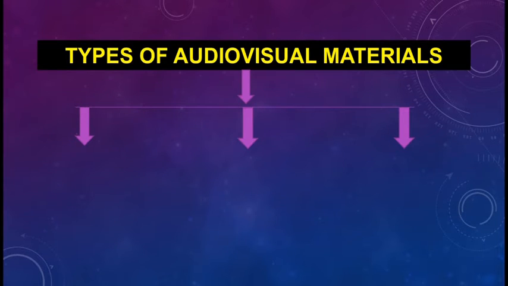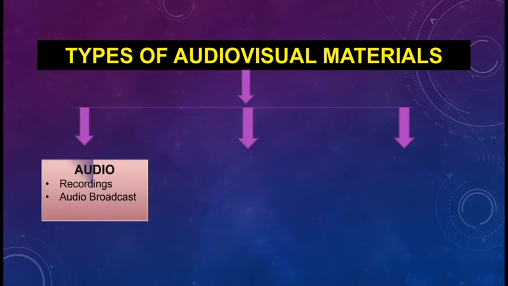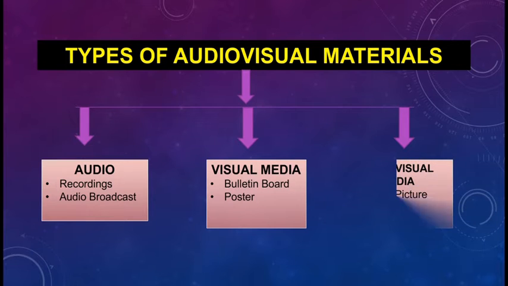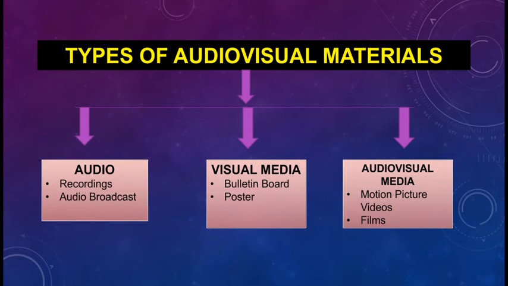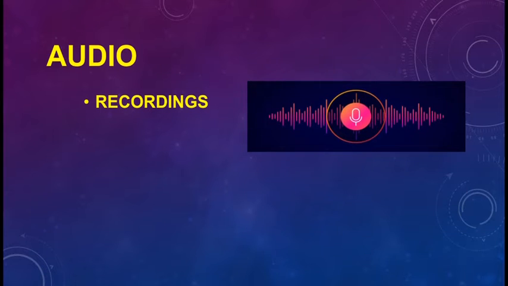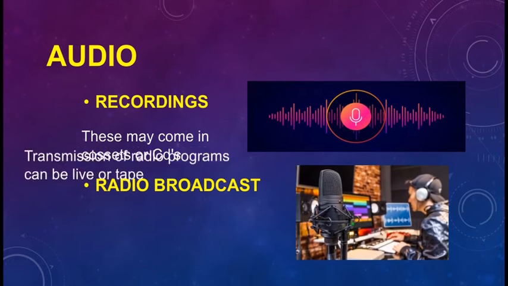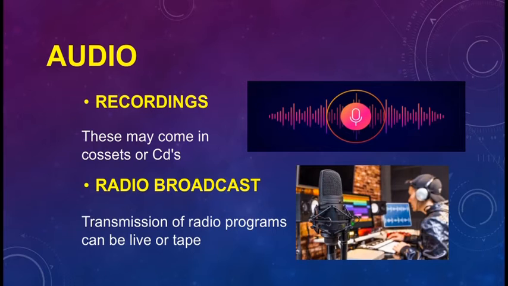Now here are the types of audiovisual materials. There are 3 types of audiovisual materials. First is audio. Audio includes recordings and audio broadcast. Visual media, bulletin board, and poster. Lastly is the audiovisual media. It includes motion picture videos and films. So first is audio. Recordings. Recordings come in cassettes or CDs. Second is the radio broadcast. Radio broadcast is a transmission of radio programs. It can be live or taped.